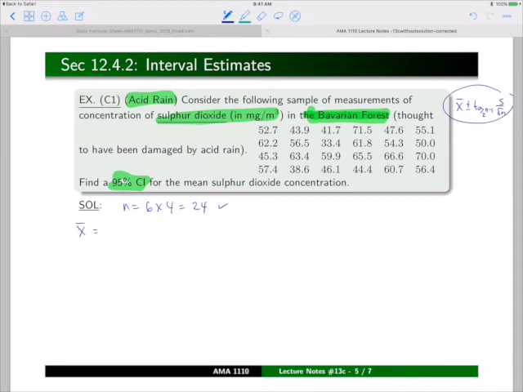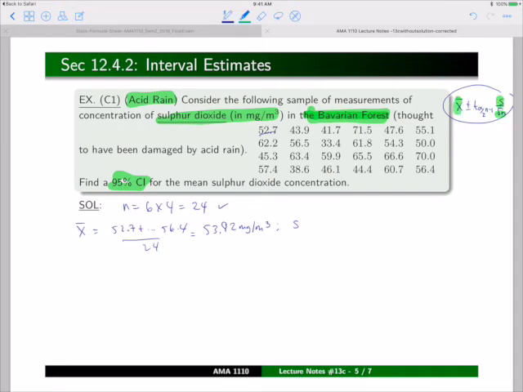So the sample mean will be 52.7 plus, so we sum up all the things in this list, 56.4, divided by 24. In fact, that will be 53.92 milligrams per meter cubed. And then we can compute the sample standard deviation. So we need the s here. We've already computed the x bar.